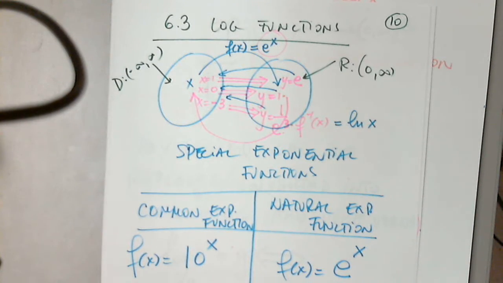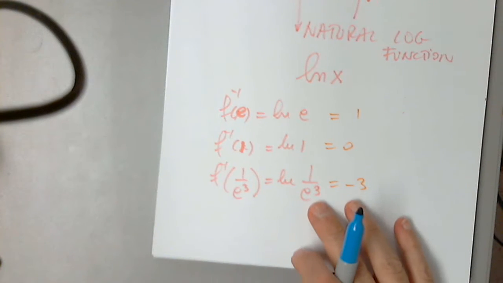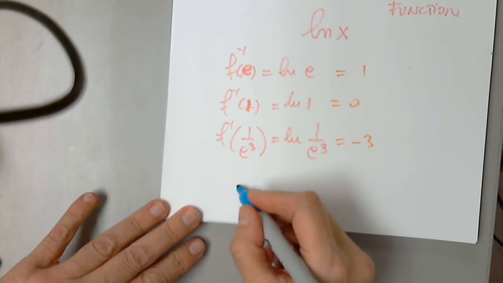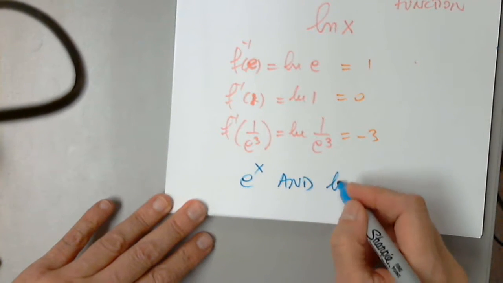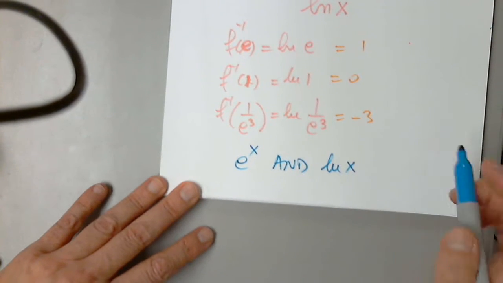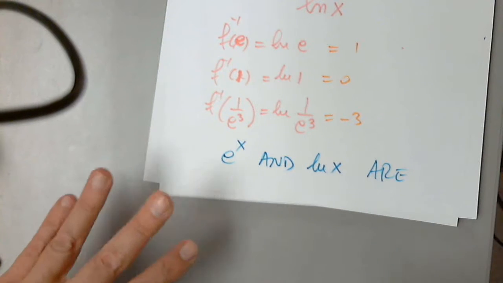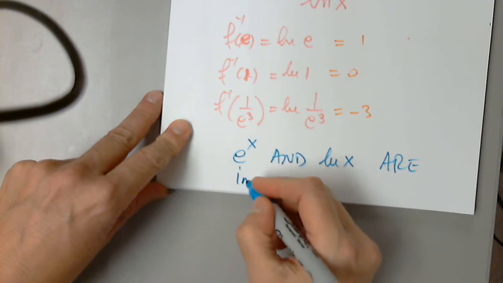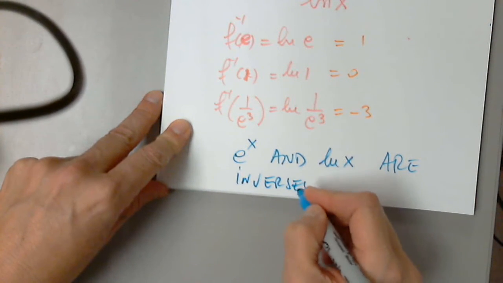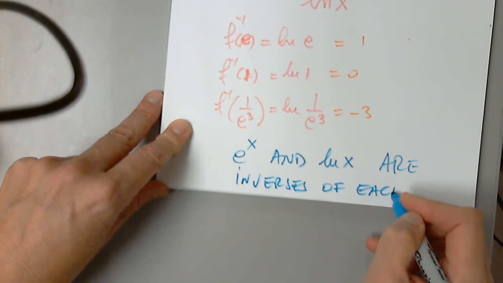So we will conclude that e to the x and natural log x are inverses of each other.